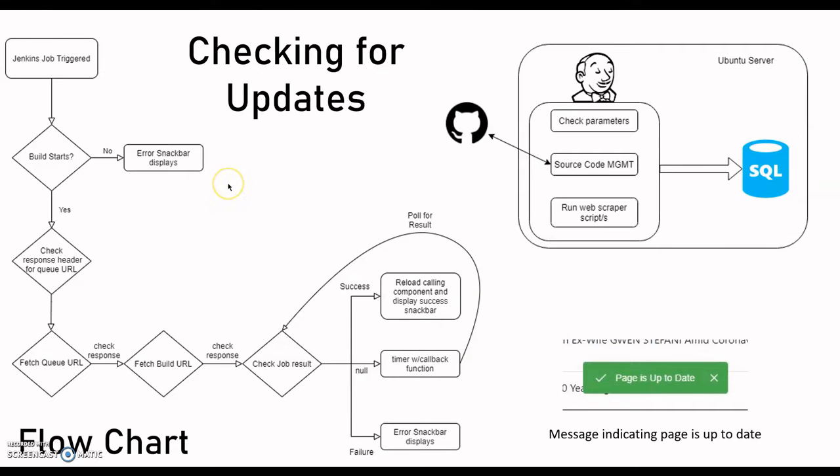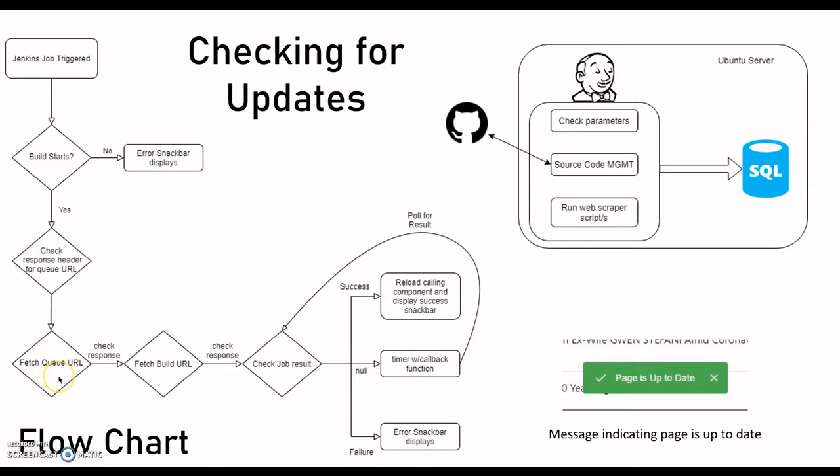This is a flowchart that describes the check for updates. When the user clicks on check for updates on the UI, they use a Jenkins API to trigger a remote build, passing in a parameter. The parameter is a React prop set to the value of the name of the component that check for updates is being called from. So we make the API call, the build starts, and we check the response header of the build, the API response, for a queue URL.